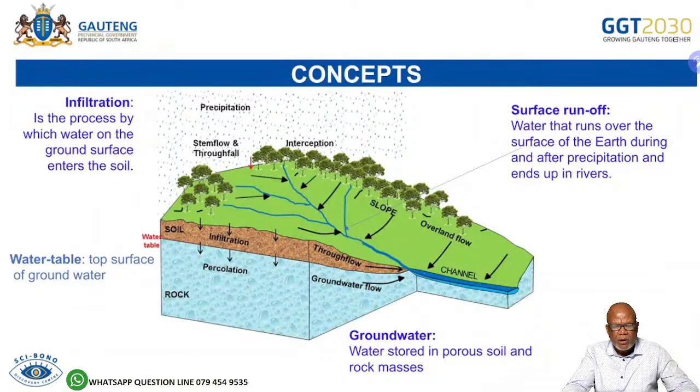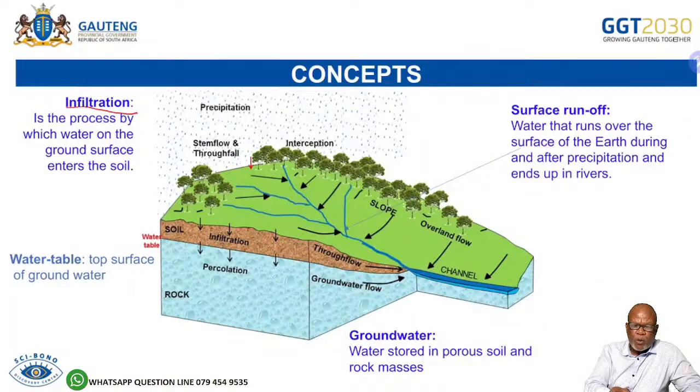Okay, what do we have now? We continue with our concepts. We have different concepts. Number one, we have infiltration. After precipitation, water is going to go into the surface. When water is absorbed by the surface, or the absorption of water by the surface, that process is called infiltration. It is the process by which water on the ground surface enters the soil, or you can simply say absorption of water by the earth surface.